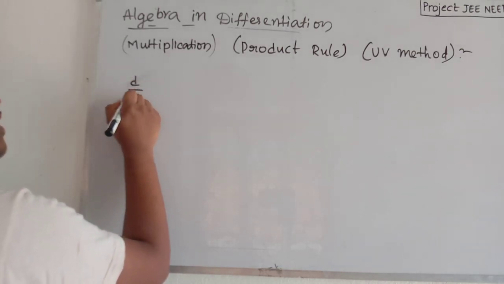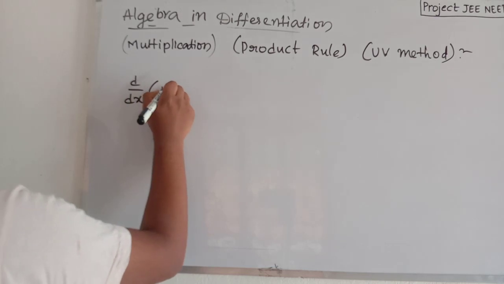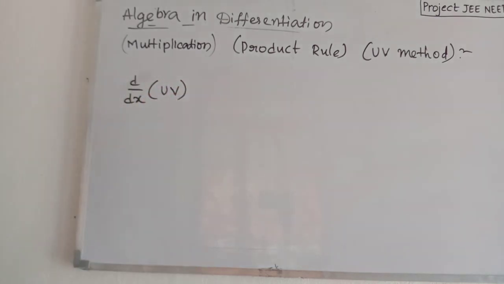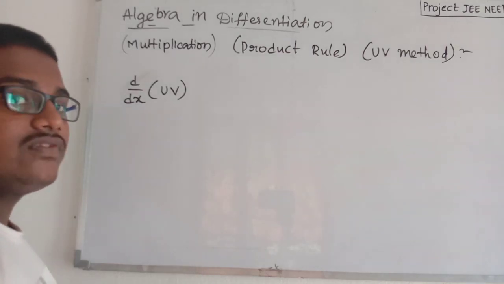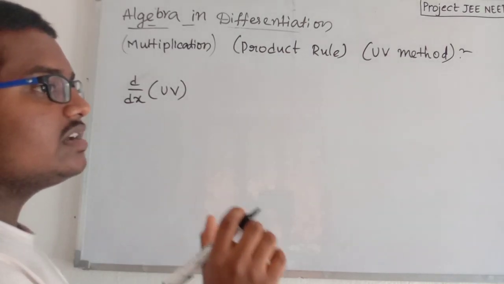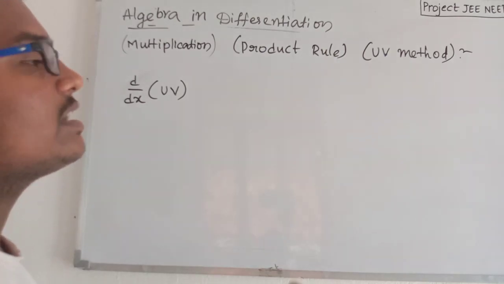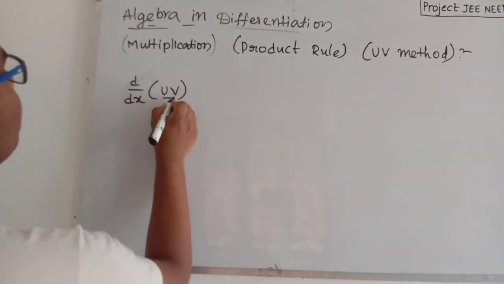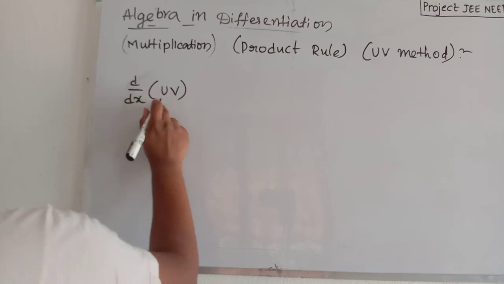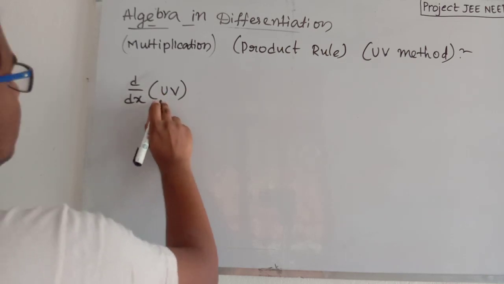d by dx of u into v. Let's say u and v are differentiable functions. There exist functions that are not differentiable, but we are talking about differentiable functions. Let's take the example of uv. u comma v are differentiable functions and they are in a product.